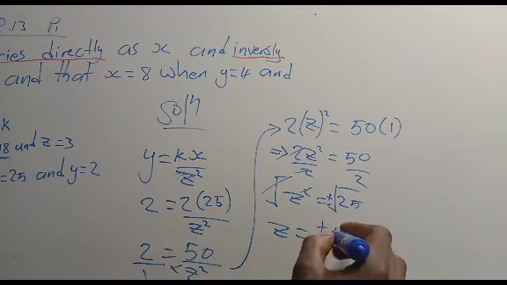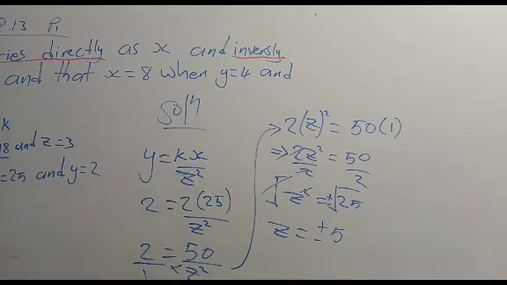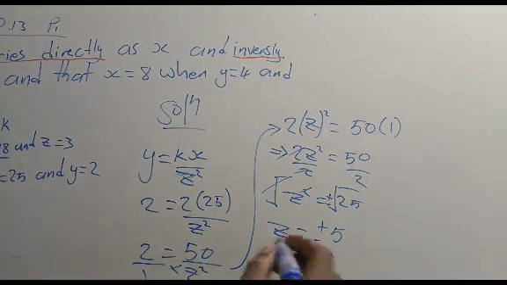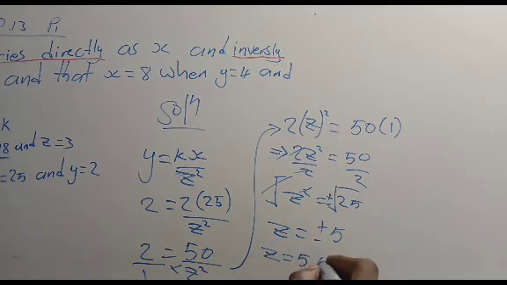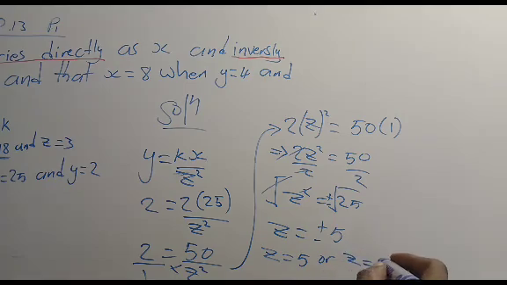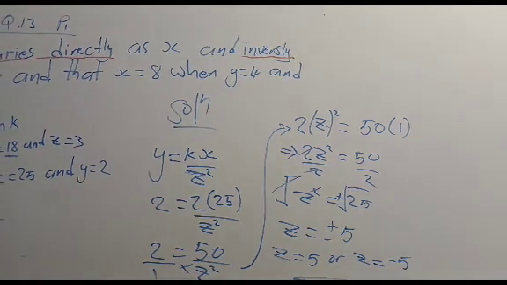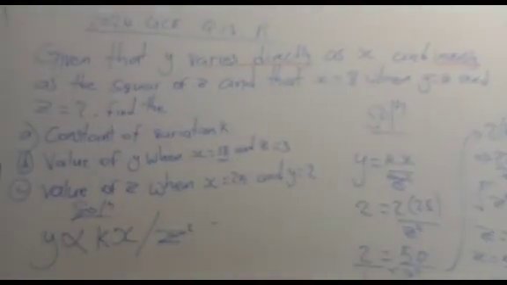So the power will go, and we'll have z is equal to plus or minus the root of 25, which is 5. Now we can split these answers. We say z is equal to 5 or z is equal to negative 5. And this is your answer. This is how you are supposed to answer this question.